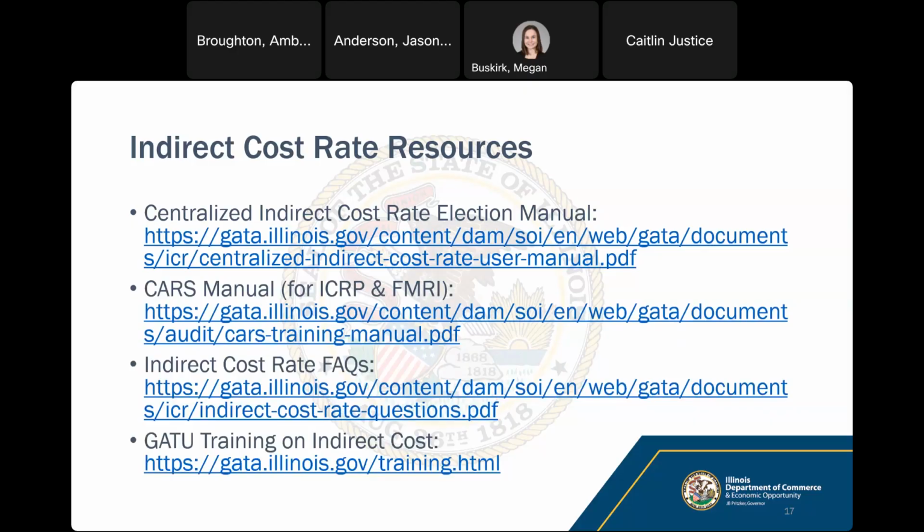All right, we have a couple of resources here, and we will also put that in the chat. So we have the Centralized Indirect Cost Rate Election Manual. We have the CARS Manual. We have an FAQ page related to indirect cost rates. There is also training on indirect cost on GATU's site. So we have that link as well if you would like to learn even more about indirect cost.